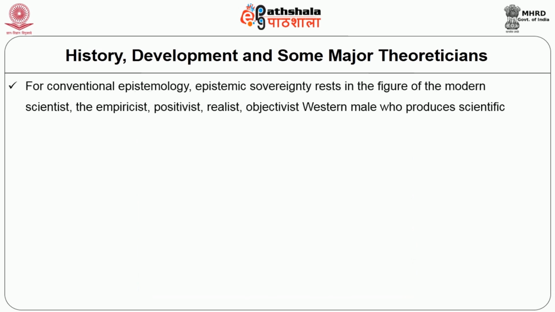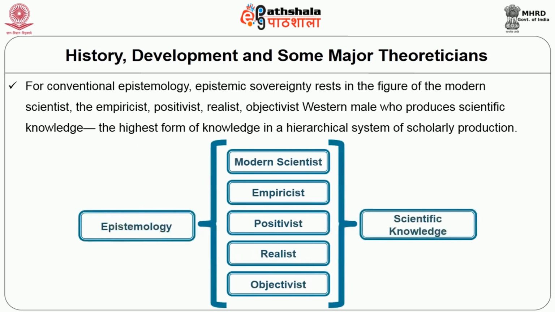For conventional epistemology, epistemic sovereignty rests in the figure of the modern scientist, the empiricist, the positivist, realist, objectivist, Western male who produces scientific knowledge, the highest form of knowledge in a hierarchical system of scholarly production. The content of this science may be re-examined, modified, and built upon over time, but the nature of science remains indefensible and the scientific method infallible.